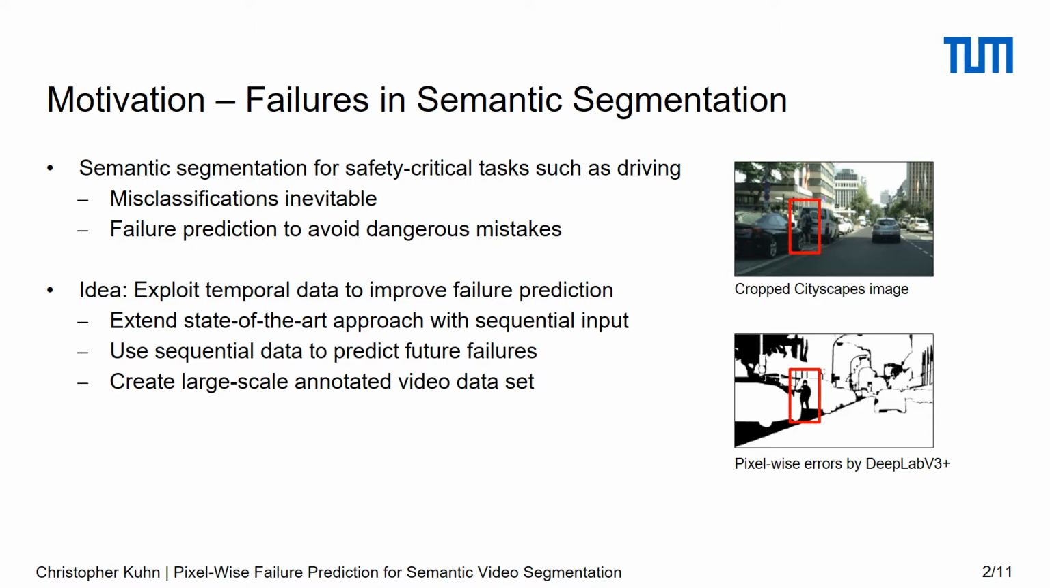In this paper, we propose to exploit temporal data to improve state-of-the-art failure prediction. We extend an existing approach with sequential input, and then we also use the sequential data to predict future failures of future frames as well. And finally, to properly investigate the proposed approach, we also create a new large-scale annotated video dataset for semantic segmentation.